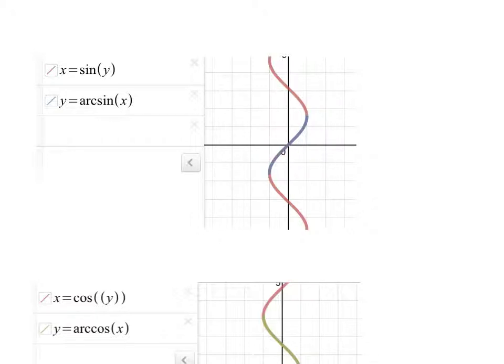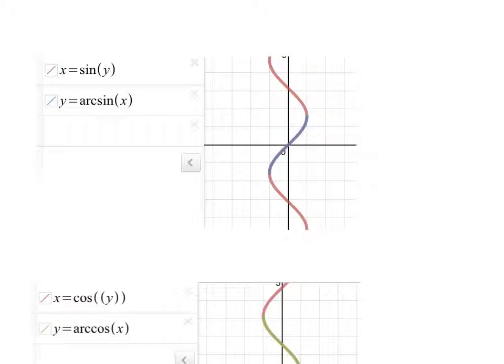We know that the smallest value a sine can take is -1, and the largest is +1. So that's the x's. That's why that blue graph stops at the x, and then the y values, that's the range. Well, that's positive pi over 2, and that's negative pi over 2. So that's why the range for arcsine is between negative pi over 2 and positive pi over 2. You'll only get answers from your calculator in that range.